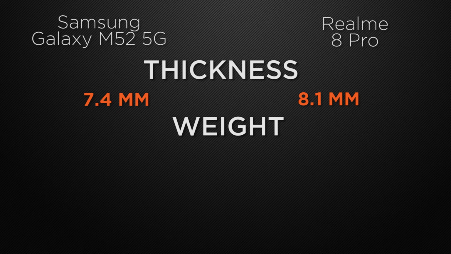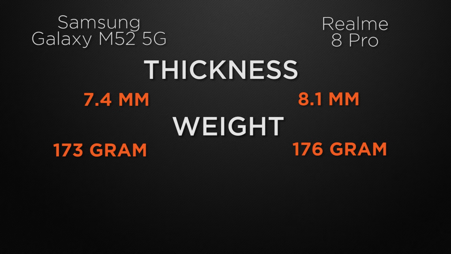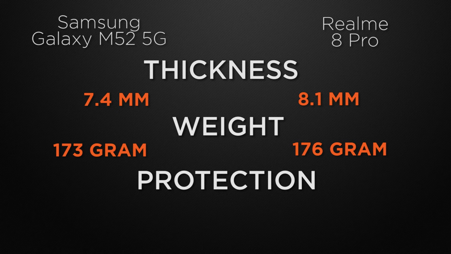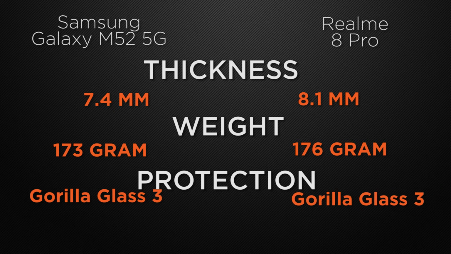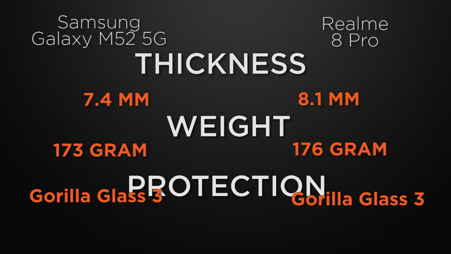Talking about the weight of the devices, M52 comes with 173 grams of weight, whereas 8 Pro has 176 grams of weight. So it's a tie because both of the devices have approximately the same body weight. And about the protective glass of the devices, M52 has Gorilla Glass 3, whereas 8 Pro also has Gorilla Glass 3. So it's a tie because both of the devices have the same generation of glass.